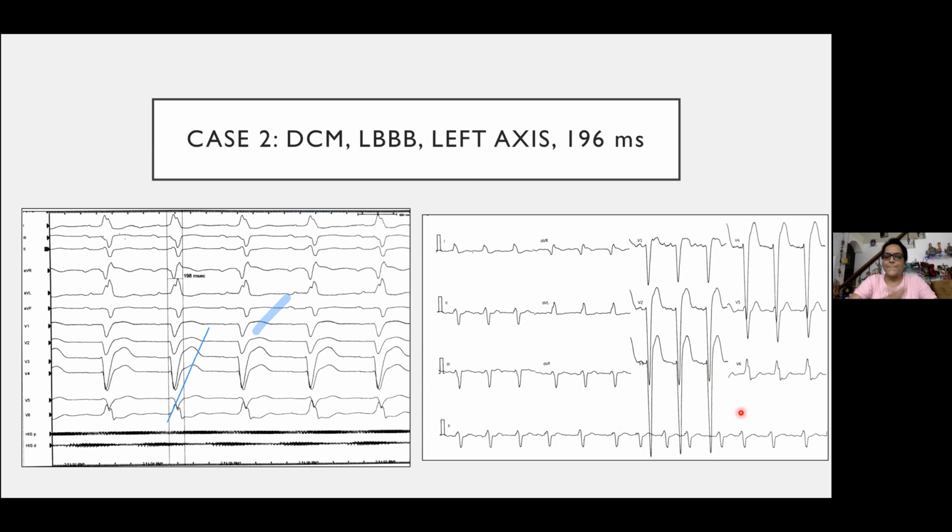So we thought that we'll cardiovert her also at the same time. And luckily for her, she came back in the sinus rhythm. So she was on and off. She was not a permanent AF. If you see here, it is a left axis.